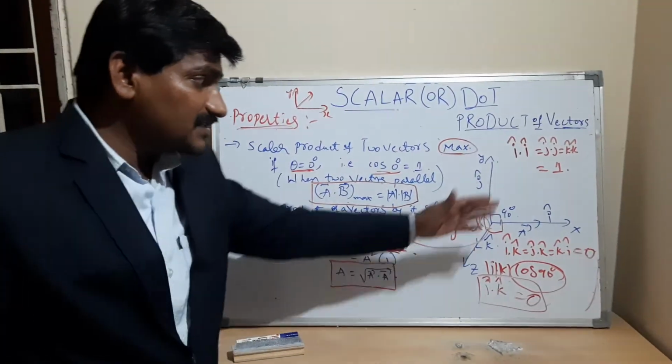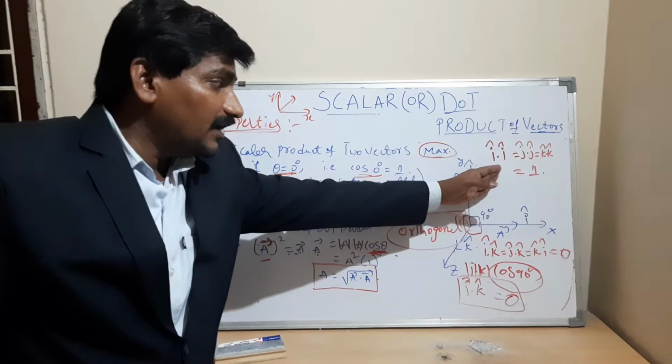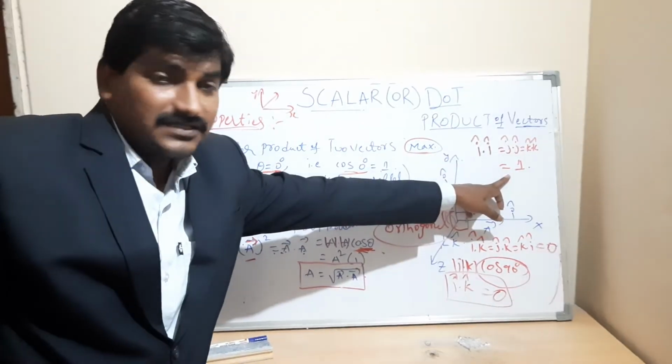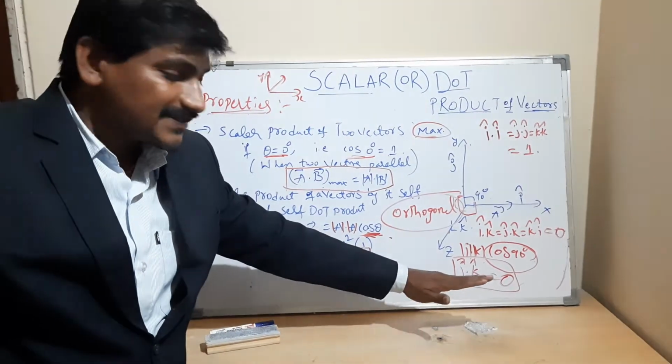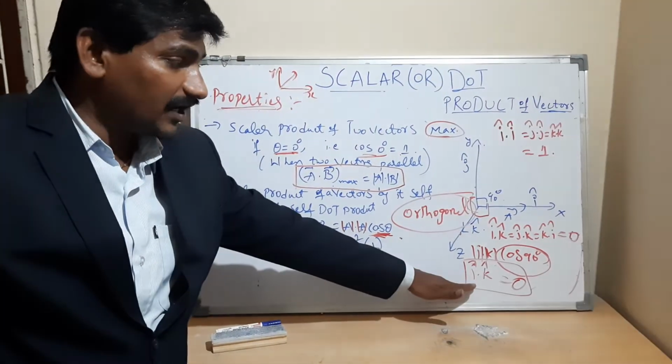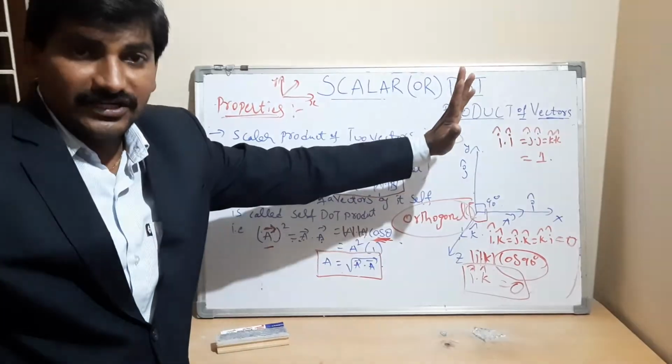So in such a case, the dot product is not worthful, because they are orthogonal, they are not in the same direction.